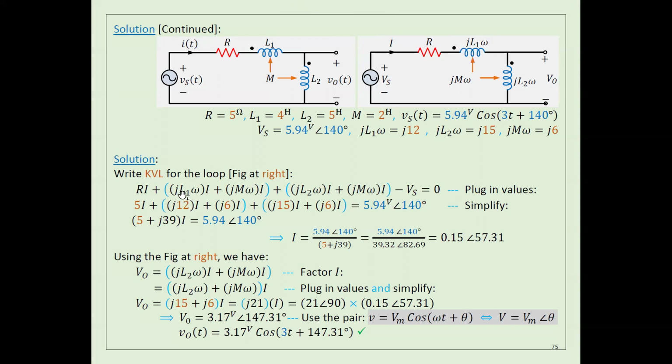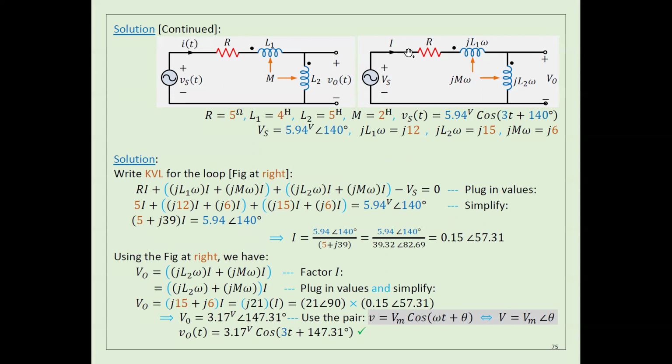So the voltage drop across this inductor is j omega L1 I plus j omega M I as well, which is I2, because in this special case they are the same. Same thing for the voltage drop here: j omega L2 I plus j omega M I, minus VS. So now you have an equation where you know everything except I, so you can easily calculate I.